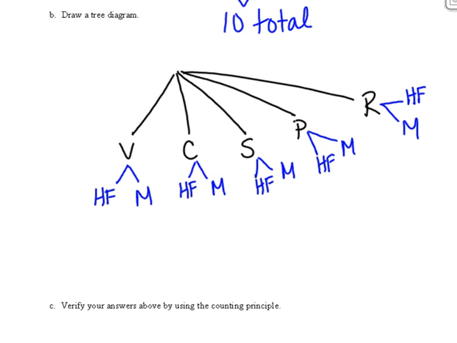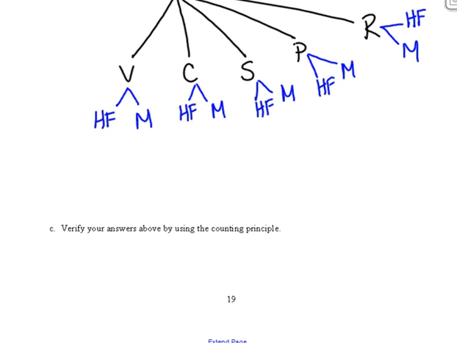And now from your tree, you can see all 10 different ways to make a sundae. C asks us to verify our answer above by using the counting principle. Again, because we're choosing one ice cream flavor and one topping, we can use the counting principle.